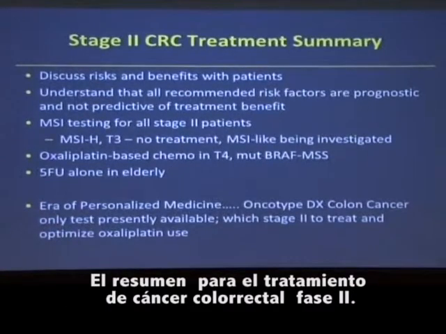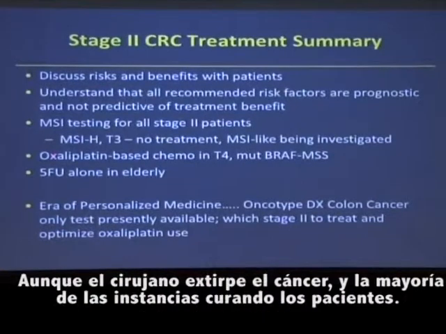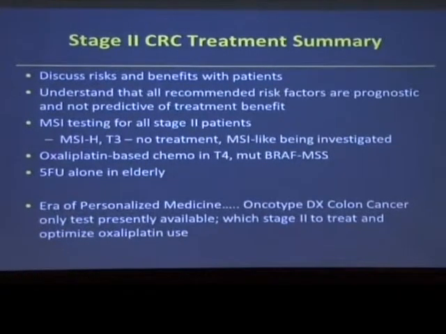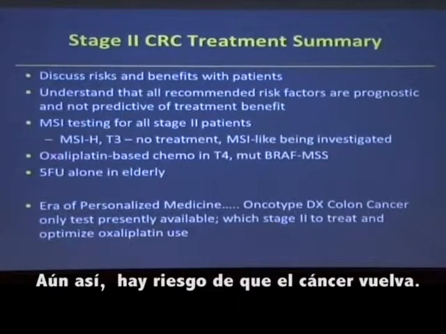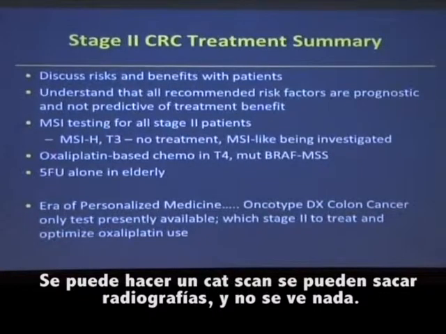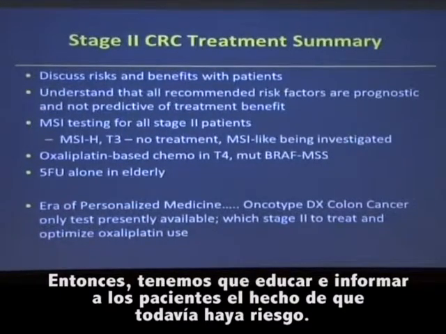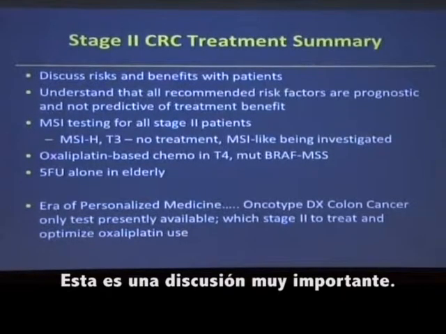Okay, so the summary for stage 2 colorectal cancer treatment: one needs to discuss the risks and the benefits with the patients, okay? There's always risk, despite our surgeons taking out the cancer and in the majority of instances curing the patients. There's still a risk the cancer will come back. The patient has to understand that that's a risk. They may do a CAT scan, they may do an X-ray, they don't see anything, but that doesn't mean that there aren't still cancer cells in their body, okay? So we have to educate them, inform them that there's still risk. So this is a very important discussion.